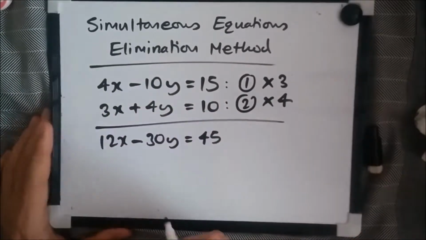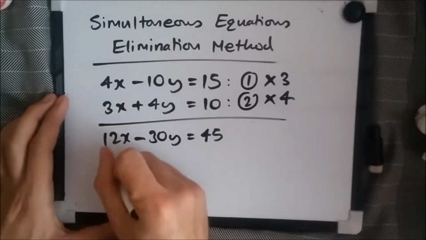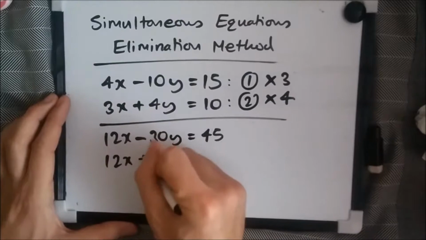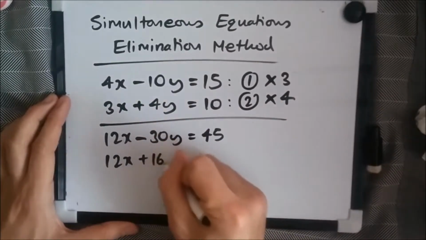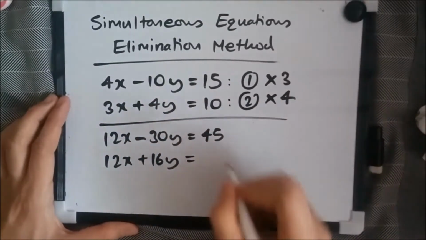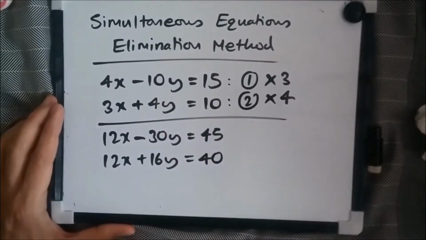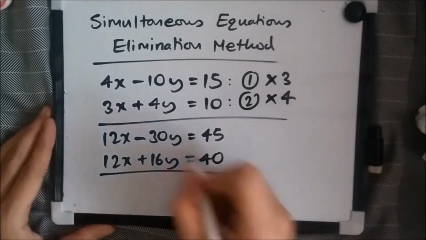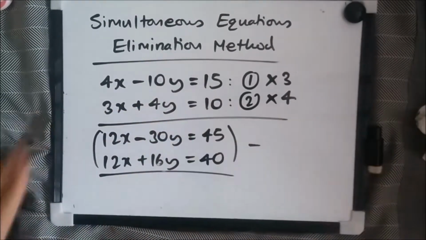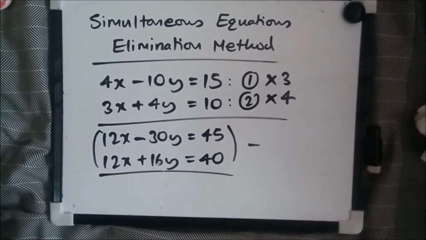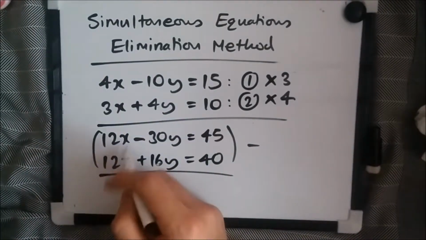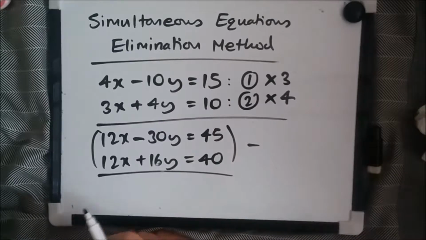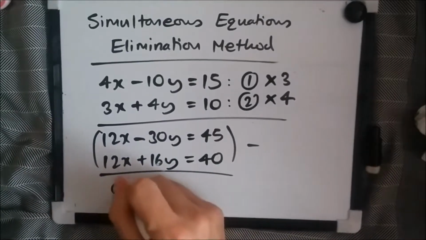Now same for the second equation. Multiply all of these by 4, you should get 3x times 4, 12x. Stick the plus sign. 4 times 4, 16y. 10 times 4, nice and easy, is a 40. And at this stage, we just want to subtract like the other one. And because the 12x are matching, we can instantly eliminate them, and once we subtract, we know we get 0 here.